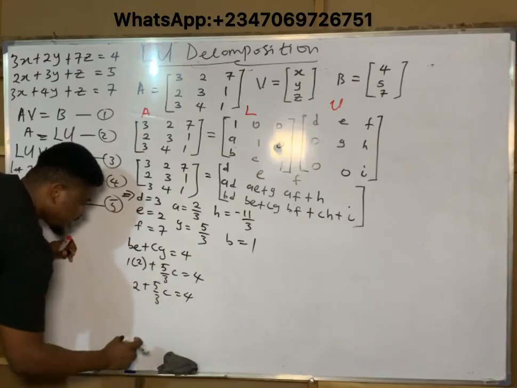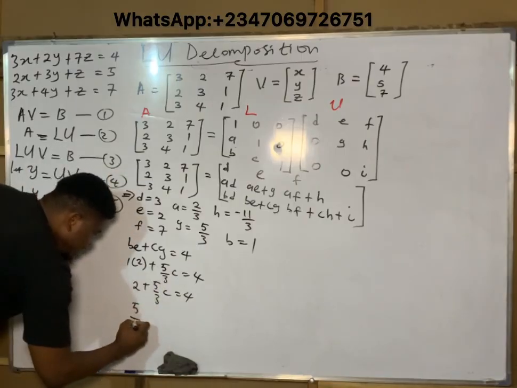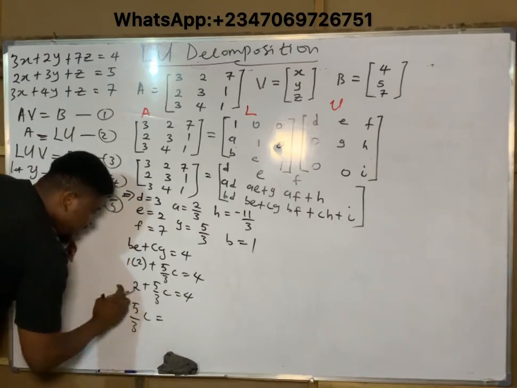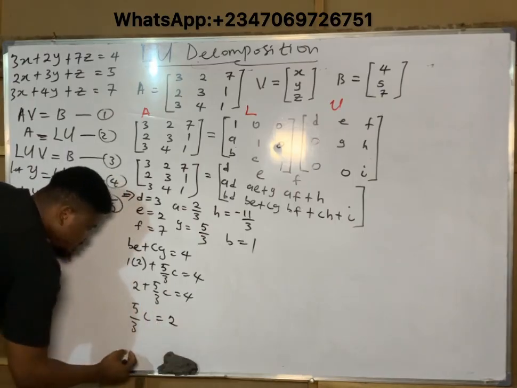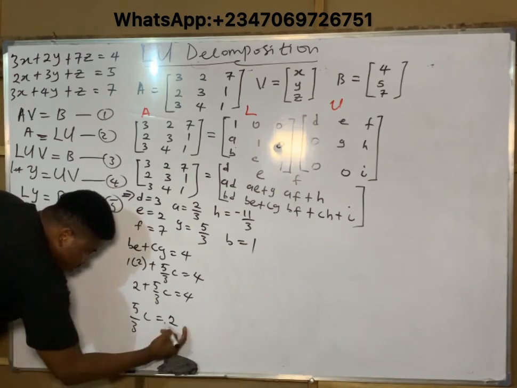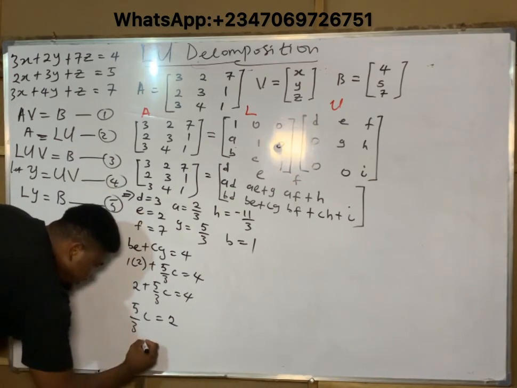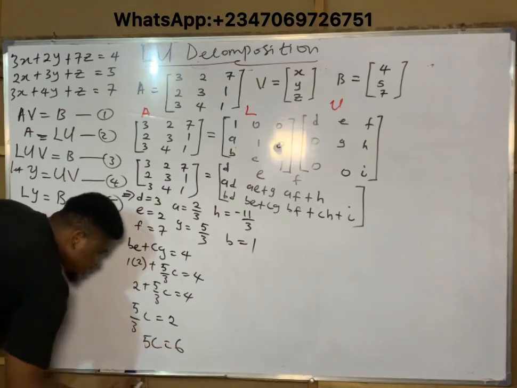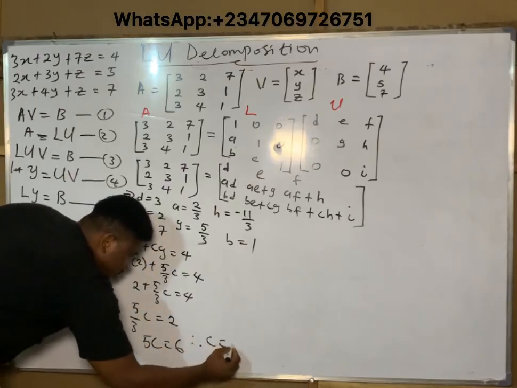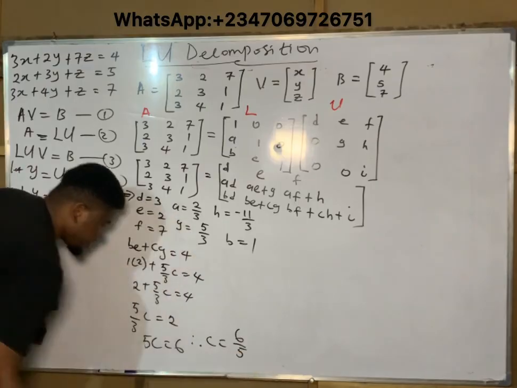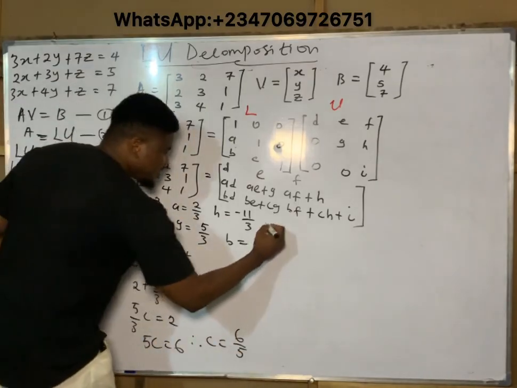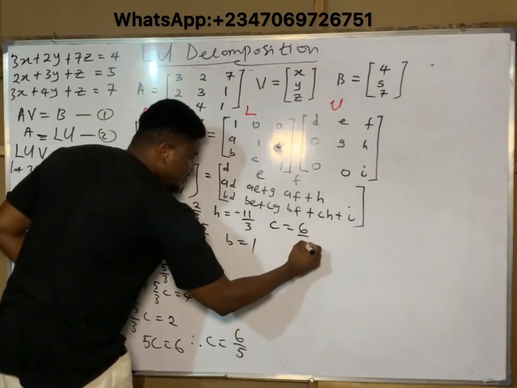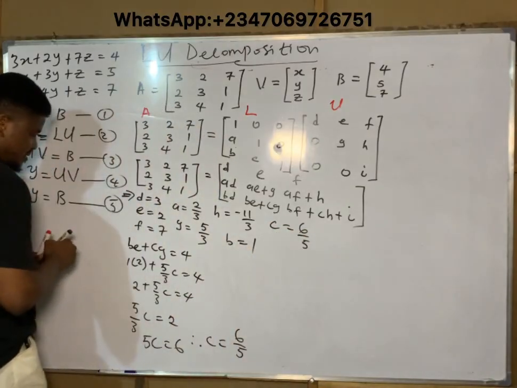Let's send 2 over here. You have 5 over 3 C equal to 4 minus 2, which gives us 2. So if you cross multiply, 3 multiplies 2, this gives us 5C equals 6. And therefore, C is equal to 6 over 5. So we have our C to be equal to 6 over 5. Okay.